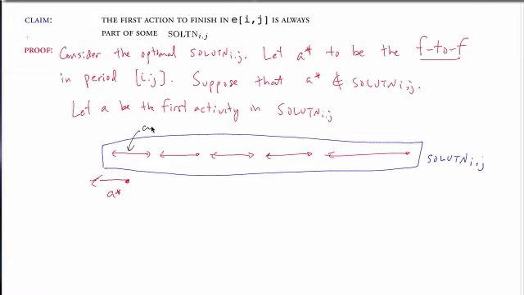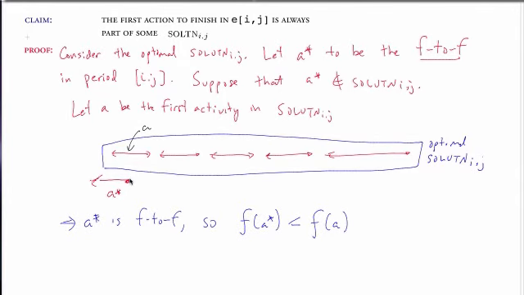This picture almost gives you the whole proof right there. So, we have some optimal solution. This is the optimal solution. And we suppose that the first to finish, A star, is not part of this optimal solution. Perhaps there was some other value A that was part of that optimal solution. But we do know that A star is first to finish. And so the finish time of A star has to be less than the finish time of A.